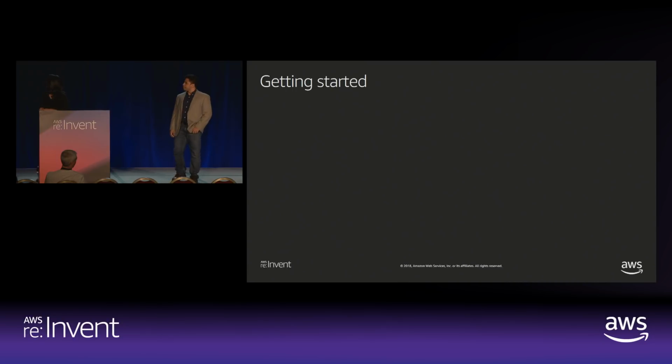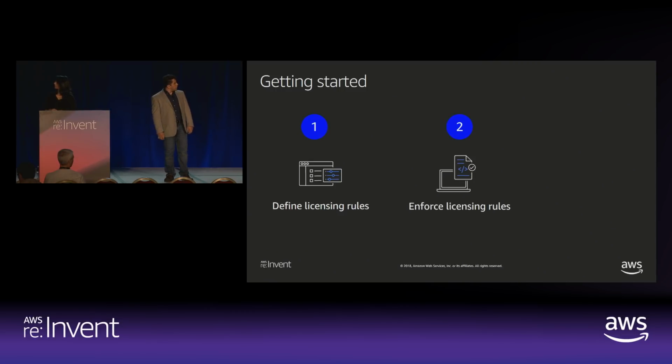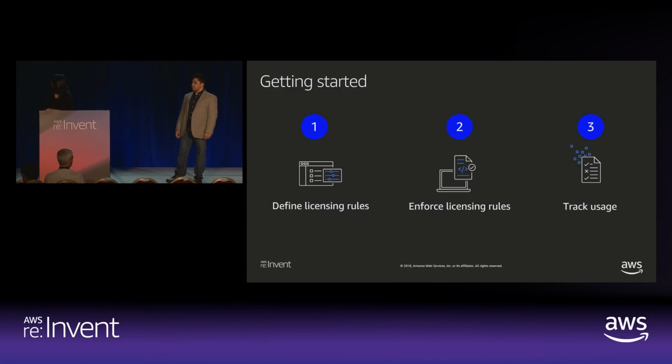Let's now talk about getting started. Getting started with AWS License Manager is easy. First step is to define your licensing rules. You would define licensing rules based on the terms in your enterprise agreement. Step 2 is enforcing your rules. AWS License Manager provides you multiple options through which you can enforce those rules, and you can choose based on your preference. And once you have enforced your licensing rules, the service keeps track of usage automatically. You can keep track of how many licenses are used and where they are used. We are going to dive deep on each of these and talk through the steps in detail.